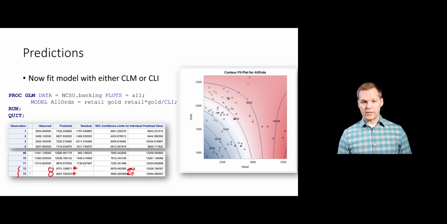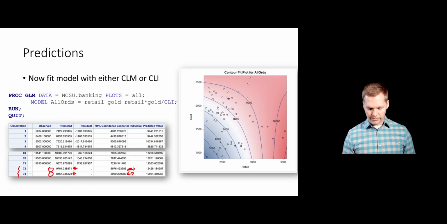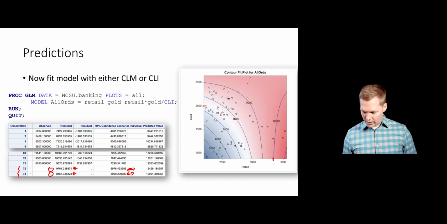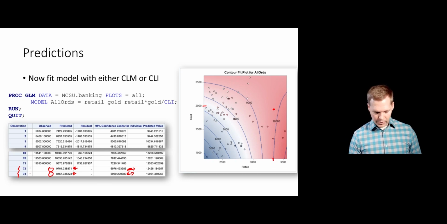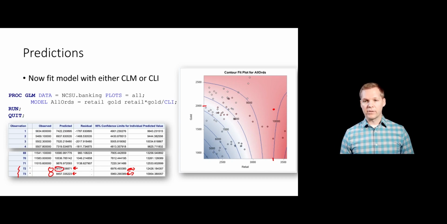So let's just map these on this chart real quick. So remember that we had 2,000 and 3,300 for this first one. So 2,000 must have been for gold and 3,300 for retail. Let's just double check that. Yep, for gold and then retail. And so that should end up being somewhere around here, right, in our contour plot. And we can see that that's pretty close to this line that's representing 10,000. And so our estimate here is 9,700. So that does make sense with what we're seeing over there on that plot. And then this over here is a confidence limit for a future all ORDS value at that combination of gold and retail.